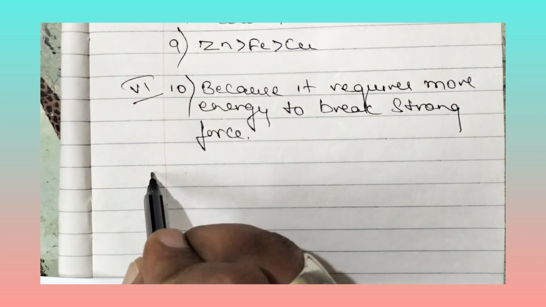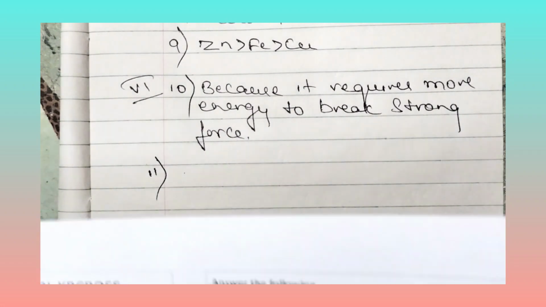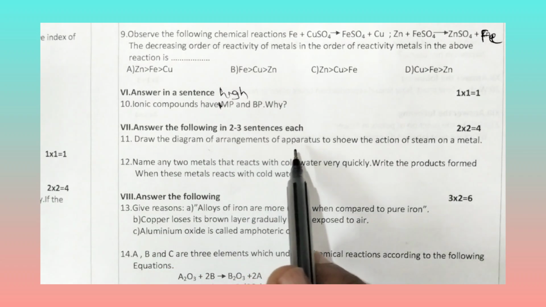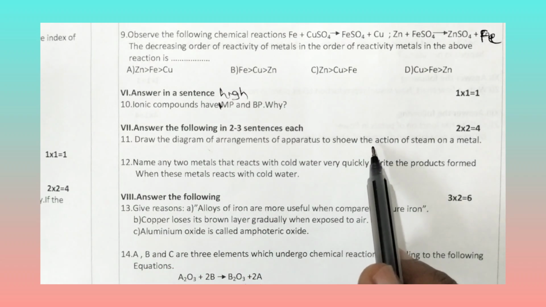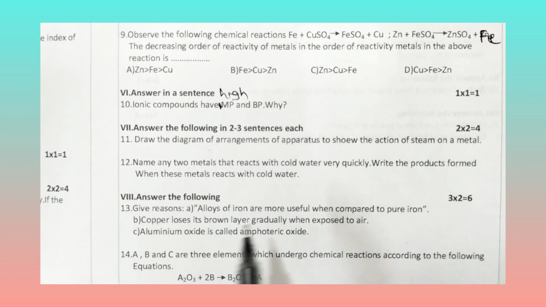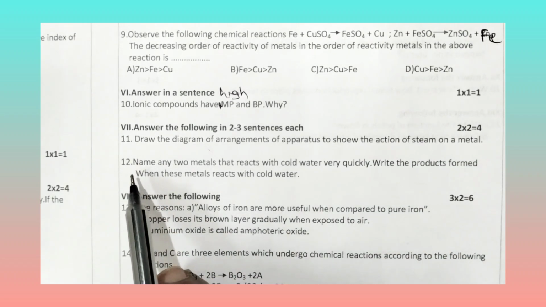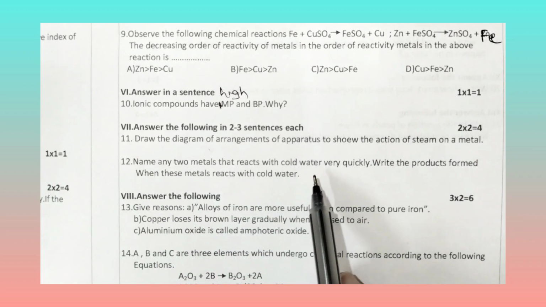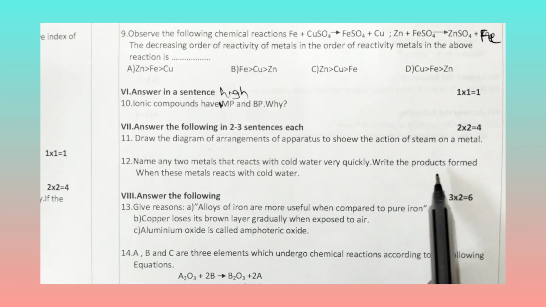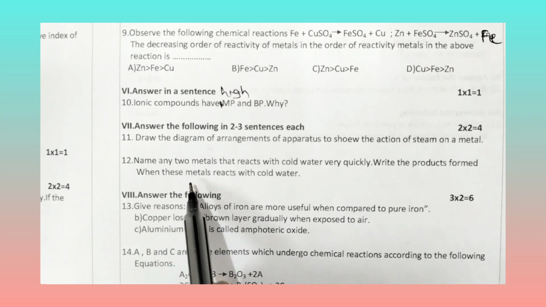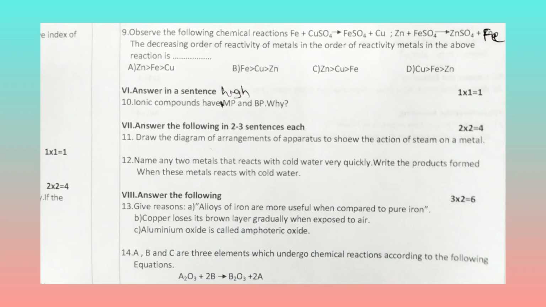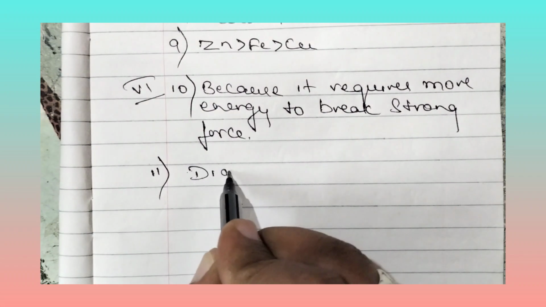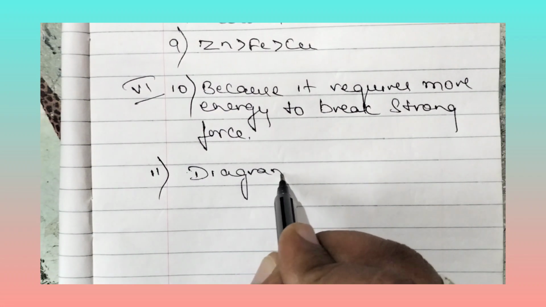Now let us move to the 11th question. Draw the diagram of the arrangement of apparatus to show the action of steam on metal. So it is a diagram question. Now let us move to the 12th one. Name any 2 metals that react with cold water very quickly. Write the product formed when these metals react with cold water. So that is, the 11th question is a diagram.